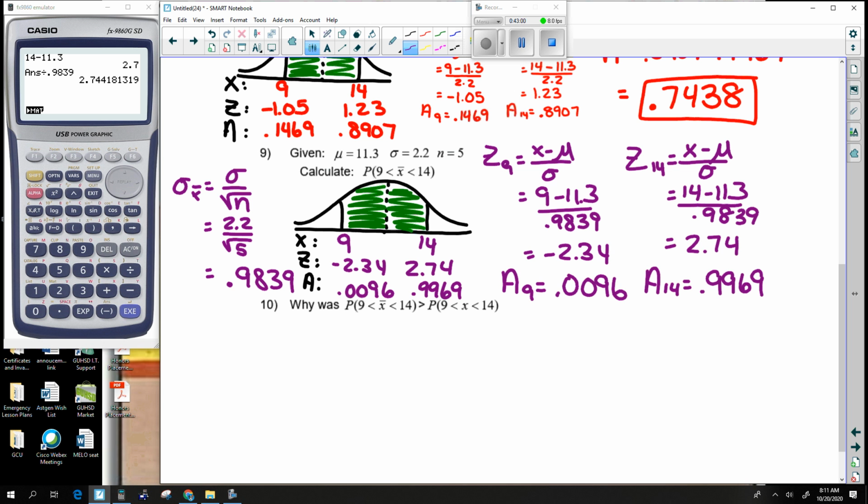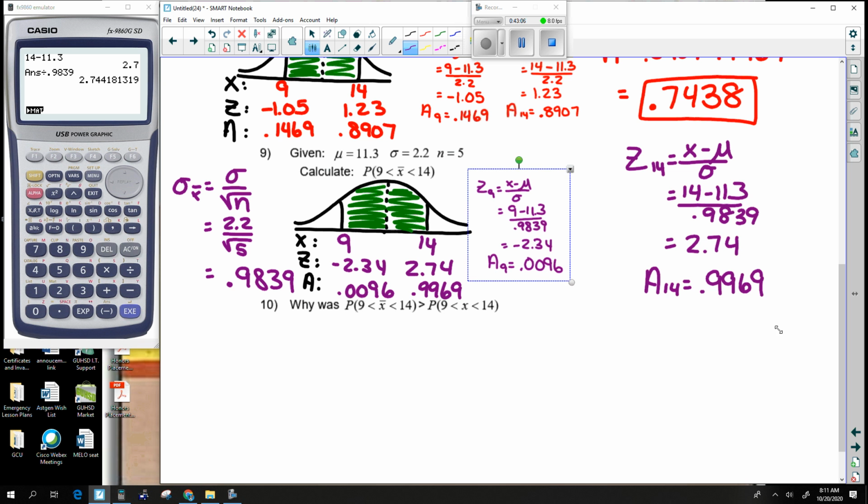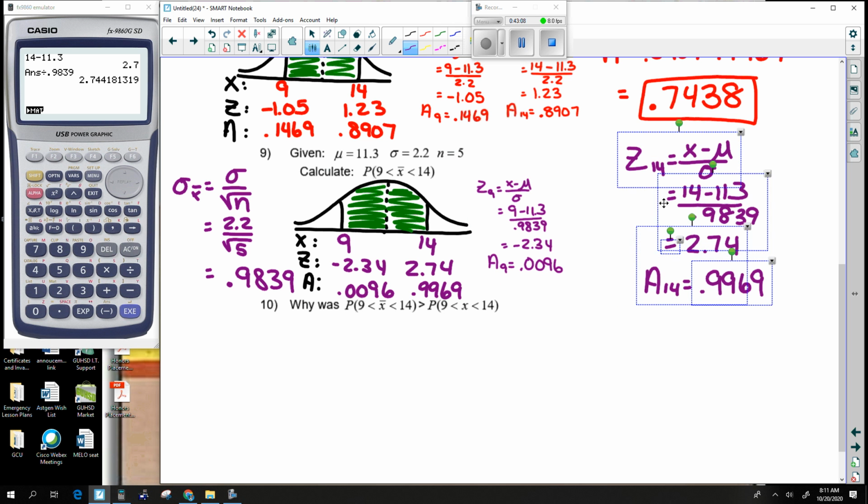Get some area to work with here again. So I have the two areas and I want to find the area in between, so I have to take the big minus the small.